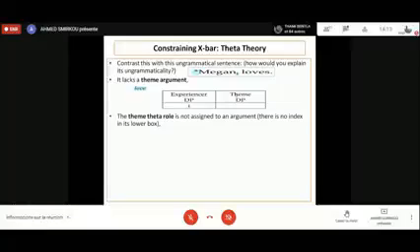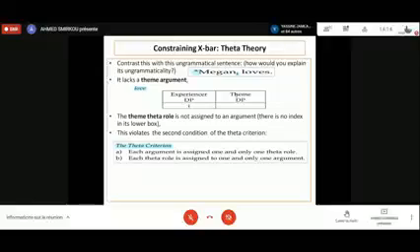So please pay attention in the exam. You have to say which part of the definition of this principle is violated. Is it A or B? Okay, right. So this violates the second condition of the Theta Criterion. Each theta role is assigned to one and only one argument.